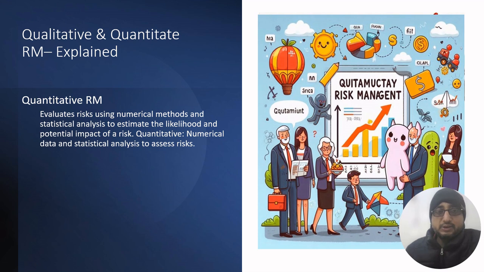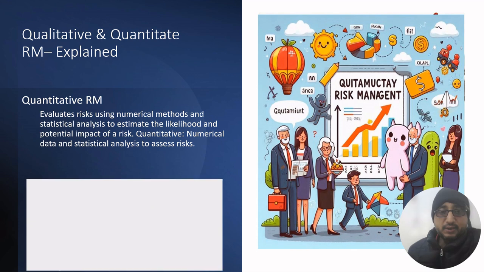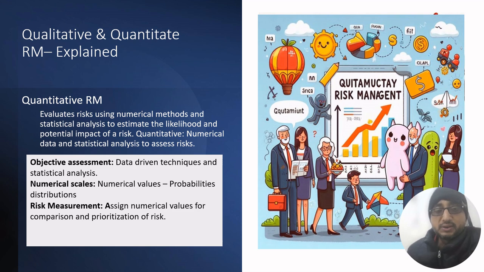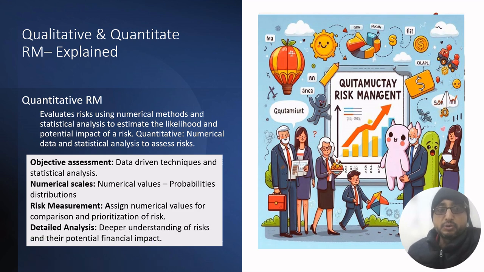Then we suggest suitable control measures, and we calculate the expected cost of these control measures we are going to implement. Once we have all the costs, we compare them with each other, and on the basis of this comparison, we decide whether we are going to implement these controls or not. Let's further understand the idea. First of all, it is an objective assessment and it uses data-driven techniques and statistical analysis. Then it uses a numerical scale where we calculate the probabilities, or we can say that we find the probabilistic distributions of risk at different levels. Here we assign numerical values to compare and prioritize the risk.